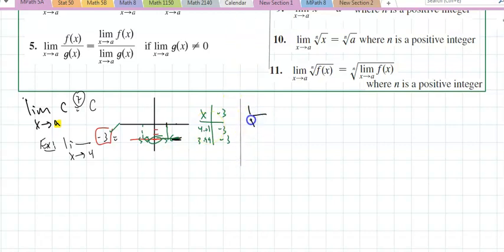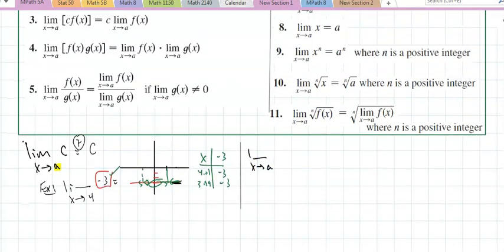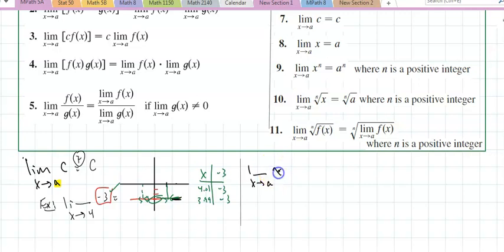And the limit as x approaches a of x, number 8. Again, if I look at this graphically, it makes a lot of sense. y equals x, there it is. No matter which x value you pick, y is going to match.